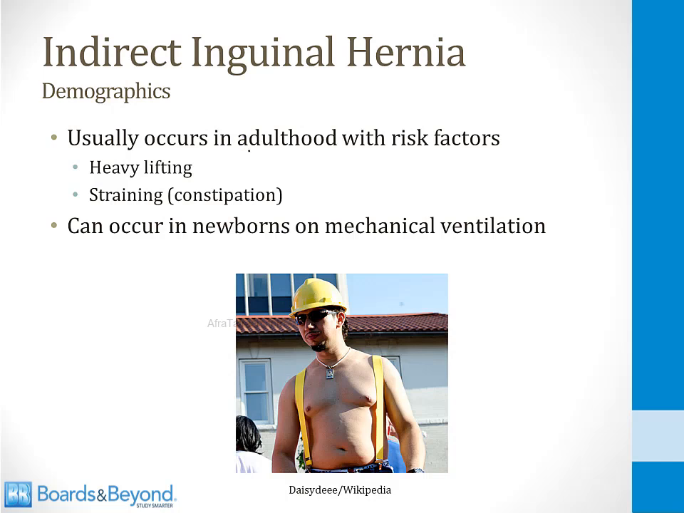These types of hernias usually occur in adults who have risk factors where they bear down a lot. This may involve heavy lifting, or it may be straining from constipation. I've shown you a picture of a construction worker on the screen here to remind you of the classic type of patient to get an indirect inguinal hernia. This man could have been born with a patent processus vaginalis, but he didn't know it. He then lifts heavy equipment all day, and in his 30s or 40s he develops a bulge in his groin.